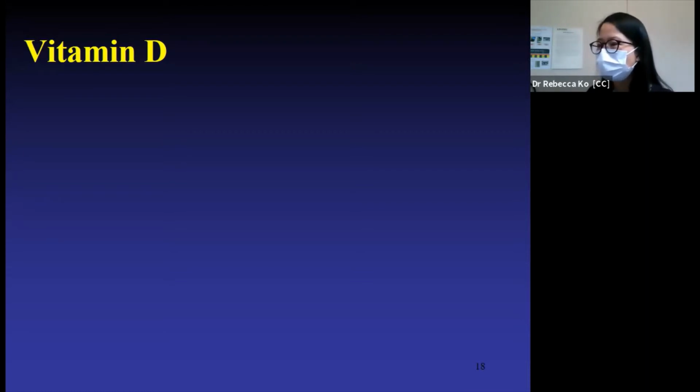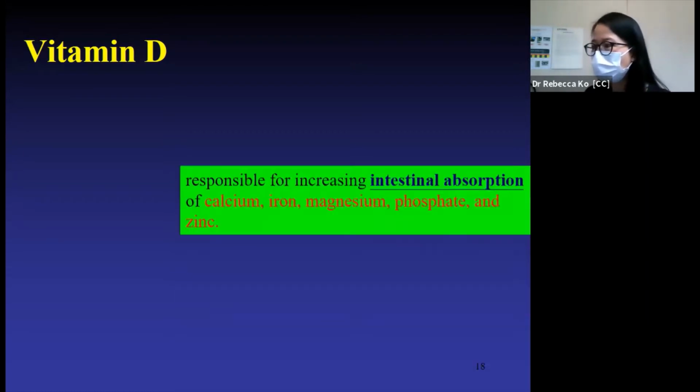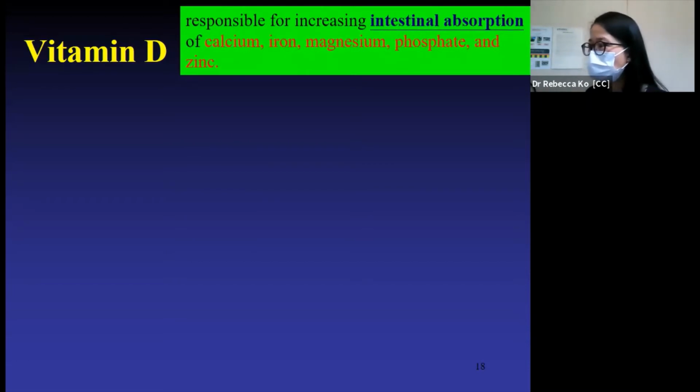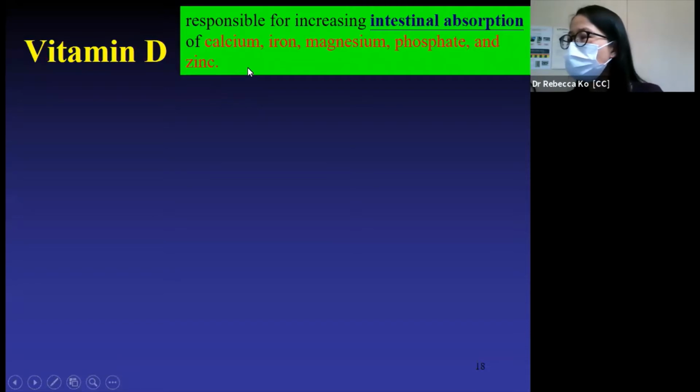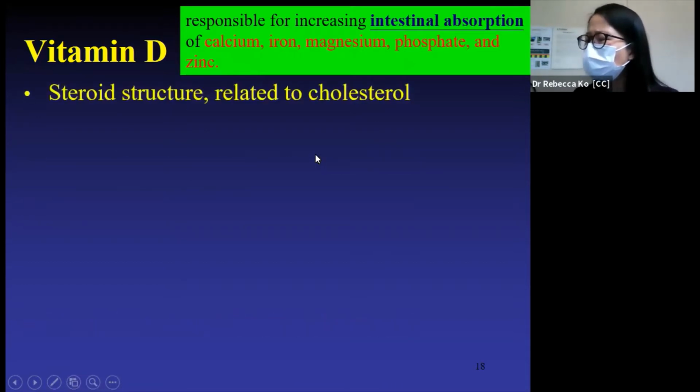Let's see. Vitamin D is responsible for increasing the intestinal absorption of calcium, iron, magnesium, phosphate, and zinc. So it helps us to absorb some minerals, the calcium, iron, magnesium, and other chemicals inside our body. And actually vitamin D is not actually a vitamin, it's a hormone, okay?